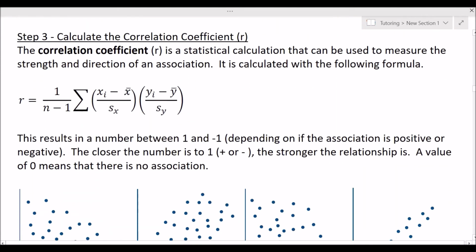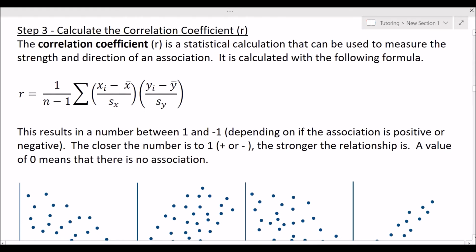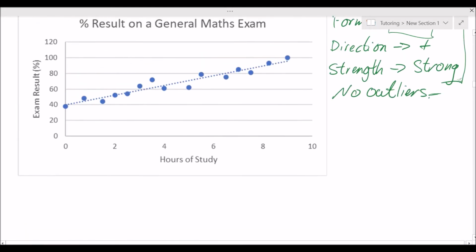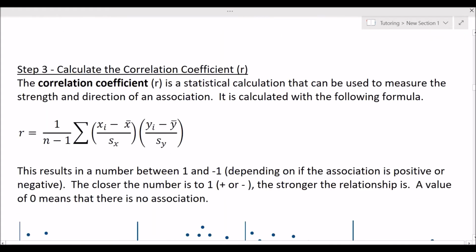Now we're on to step 3, which is to calculate the correlation coefficient. The correlation coefficient symbol is a lowercase r. Okay, now this is one of our statistical calculations, and we can use it to measure the strength and the direction of an association. So it can help us out with both of these two things.